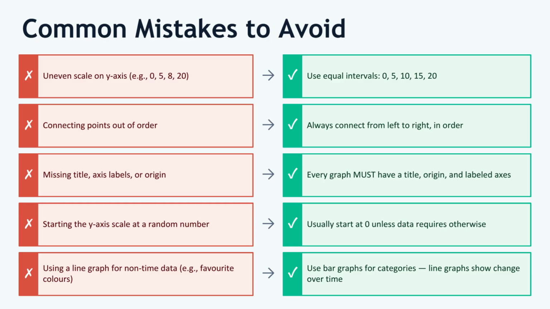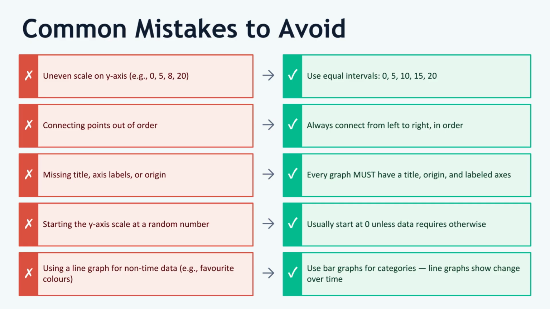Before we move on, let's go over some common mistakes to avoid. First, do not use an uneven scale on your y-axis. Always use equal intervals, such as 0, 5, 10, 15, 20. Second, do not connect your points out of order. Always connect them from left to right. Third, never leave out your title, axis labels, or units. Every graph must have all of these.